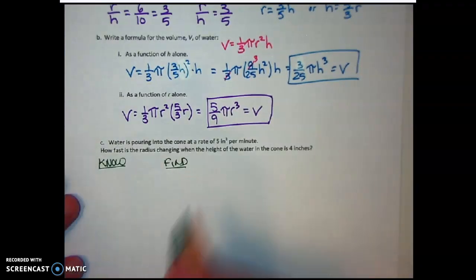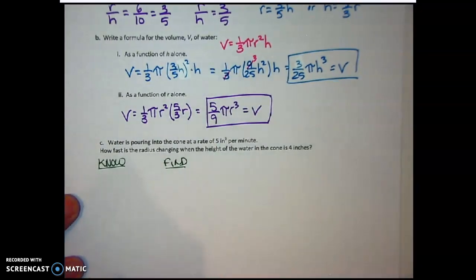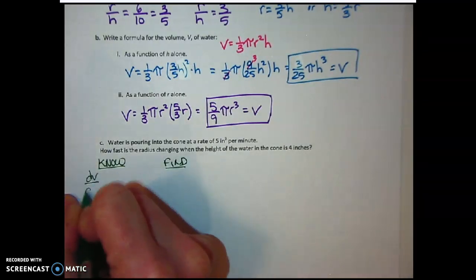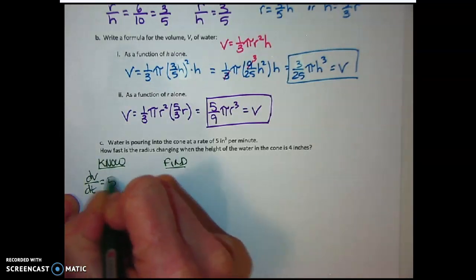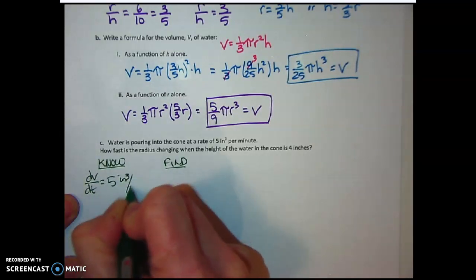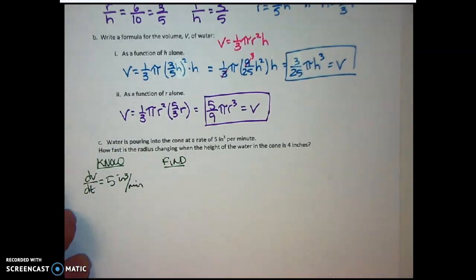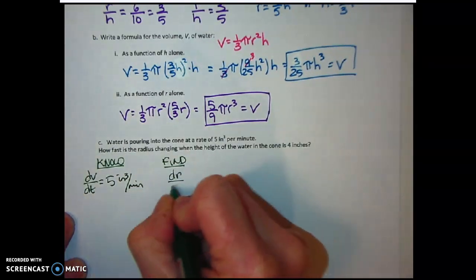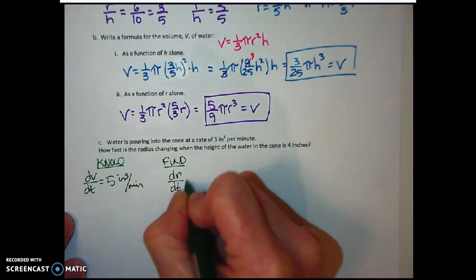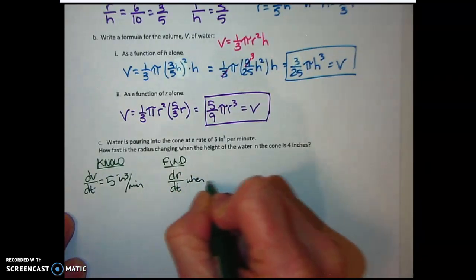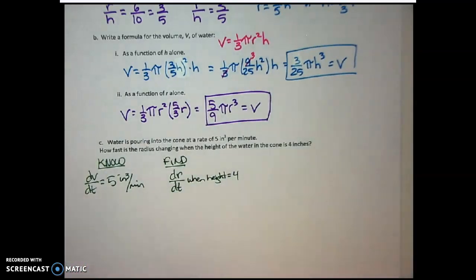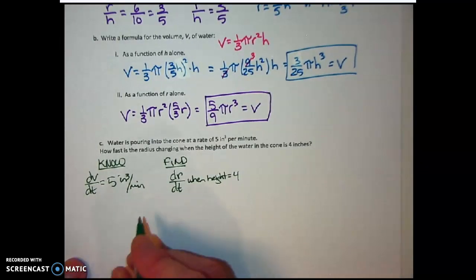So what do we know? Well, we know that it's pouring in at a rate of 5 cubic inches per minute. That's the volume. So we know that my dV/dt equals 5 cubic inches per minute. We also know that we need to find how fast the radius is changing, so dr/dt. We need to do this when the height equals 4 inches.